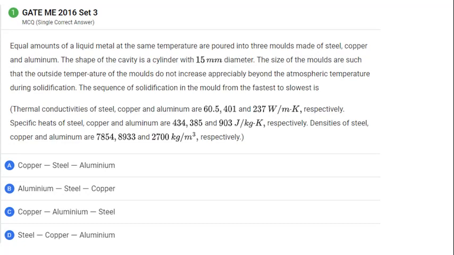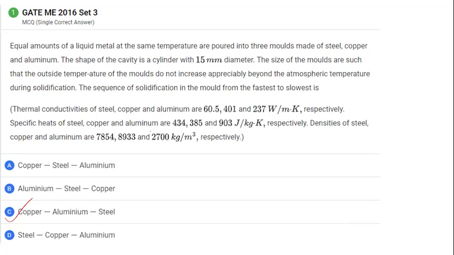See, ma'am, what I am thinking is we need to calculate the value of rho Cp by K. No, no, you don't have to calculate that. Option C is correct.